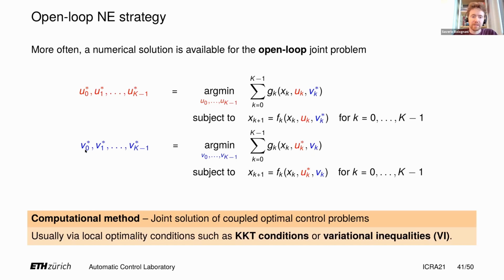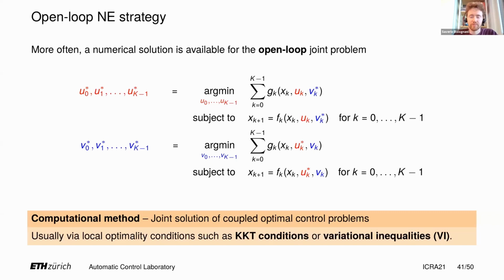The second player would have to compute the entire trajectory from now to the final stage that minimizes the cost over the entire multi-stage game, given that player one is playing UK star, subject to the same equation as before.